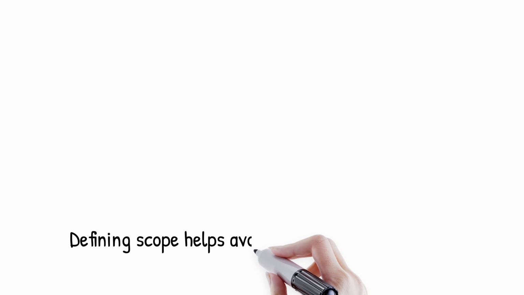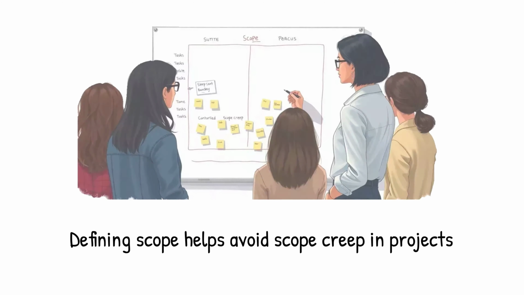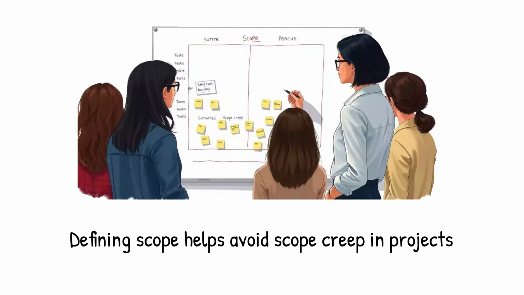Defining the scope involves determining the project's boundaries and setting specific goals. This prevents scope creep, where the project begins to expand beyond its original intentions. Without a well-defined scope, projects can quickly become unmanageable.